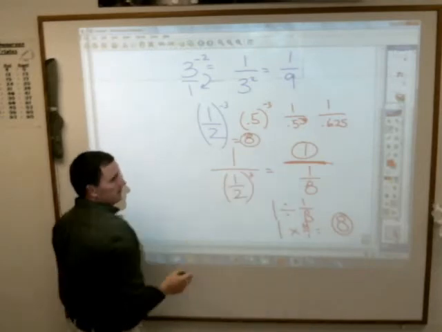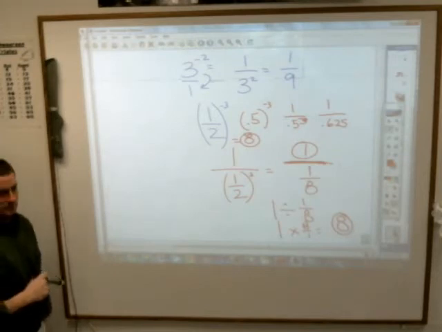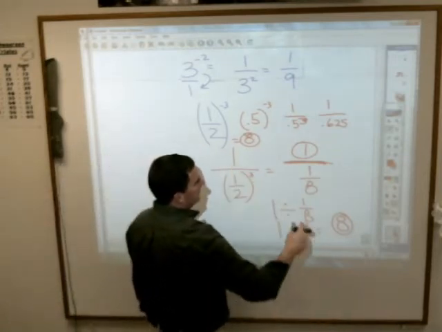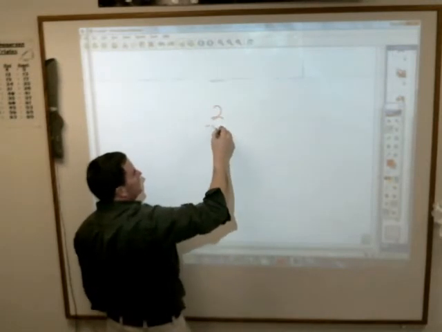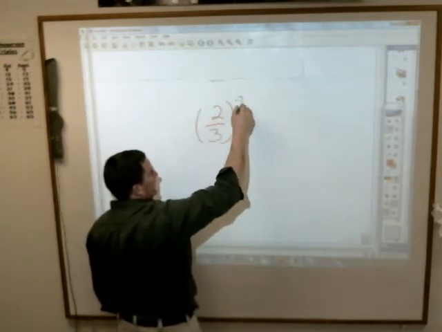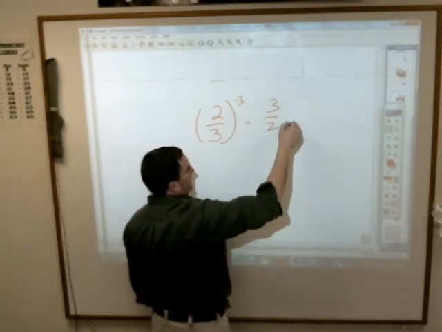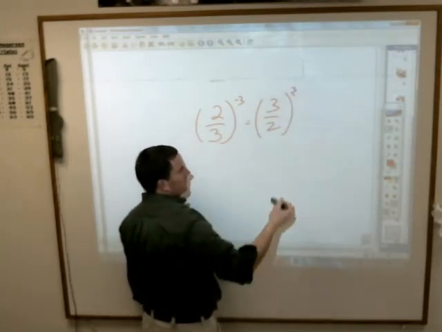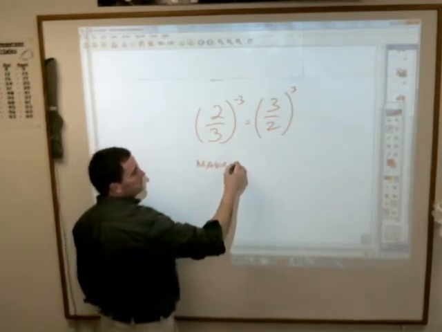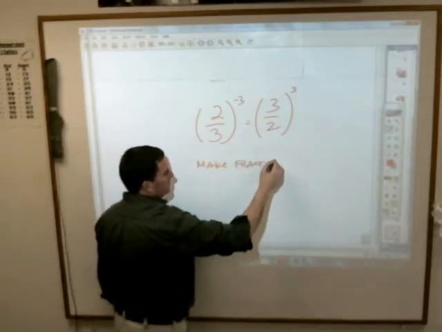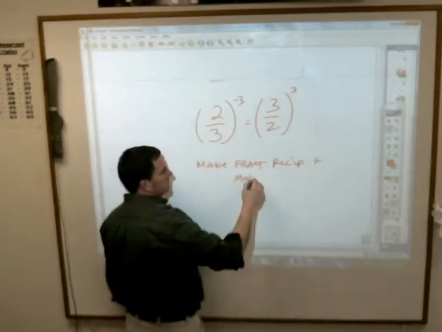How about that? Now, ladies and gentlemen, you can skip all the gory stuff here. Skip all of this stuff and just know that this is true. Because of that, this is true. If I have 2/3 to the negative 3 power, that's the same thing as 3/2 to the positive 3 power. In other words, just make the fraction its reciprocal, and make the exponent positive.